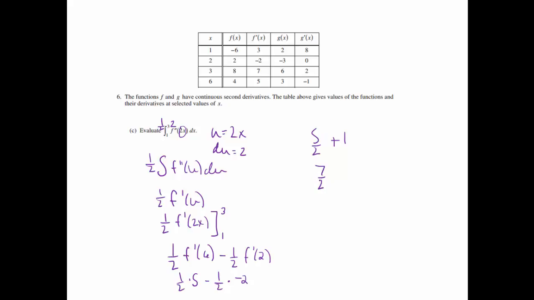This was worth 3 points once again. So if you correctly took the antiderivative, you got to this part right here, that was worth 2 points. If you made a mistake somewhere in between, you probably got 1 of those 2 points. And then if you correctly found the answer was 7/2, you got your 3rd point. So again, that was worth 3 points.